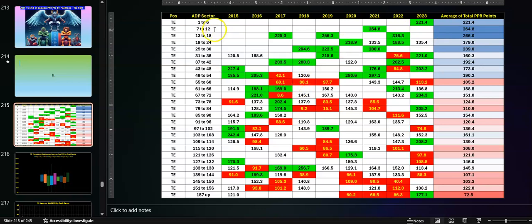Last year, some people were drafting Kelsey. He got some points, but it's pretty costly to get him, but that's kind of what you did in the ADP sector here. 7 through 12, 2021, I think that might have been Kelsey as well, and so forth.